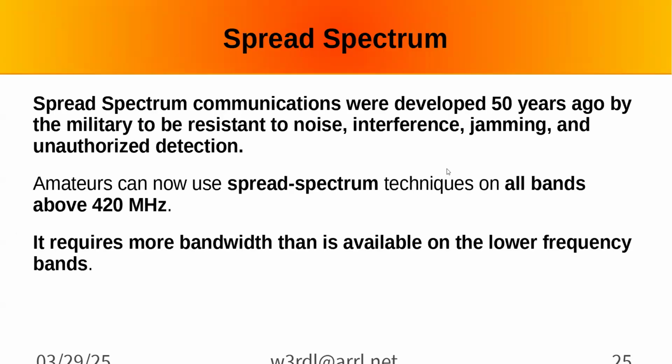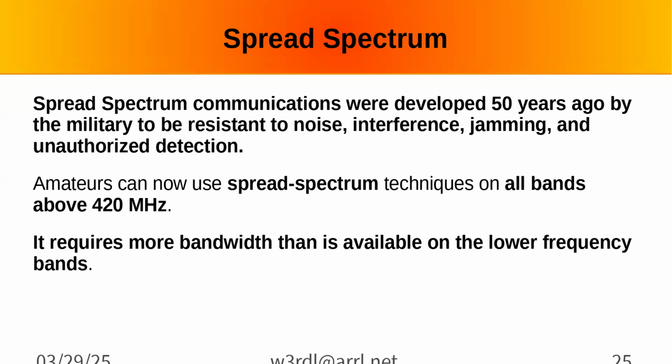Okay, spread spectrum was developed by the military for secure communications. Its intent was to make it resistant to noise and interference and unauthorized detection, where even though you receive the signal, you can't decode it unless you have the right sequence. And there are two basic methods: frequency hopping, which is FHSS, and direct sequence, which is DSSS.